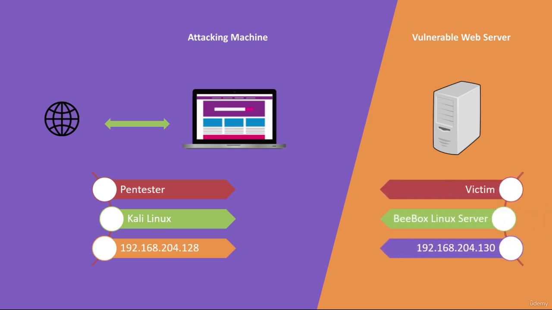Now, in my case, the IP address of Kali will be 192.168.204.128. And a vulnerable server will have the address of 192.168.204.130. So these addresses may be different in your environment, but I trust you know IP addresses and subnets to know the difference. Then, of course, these machines must be able to communicate with each other.